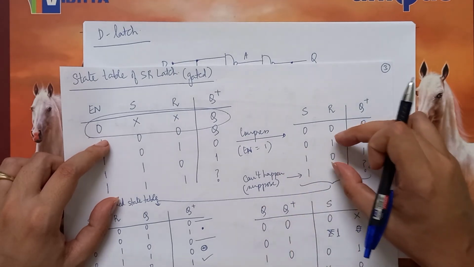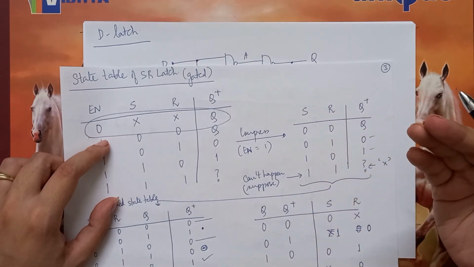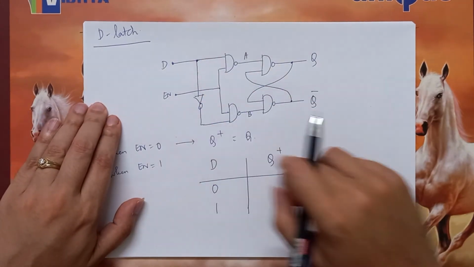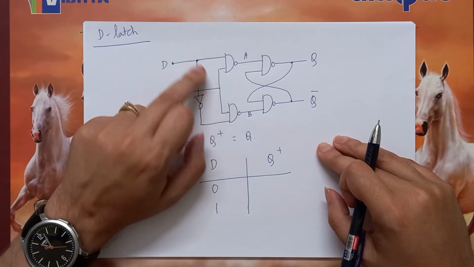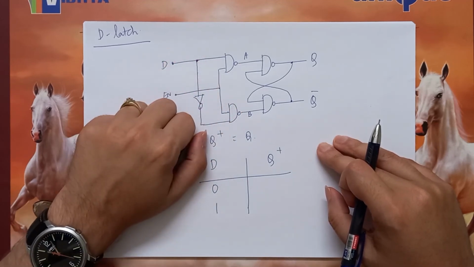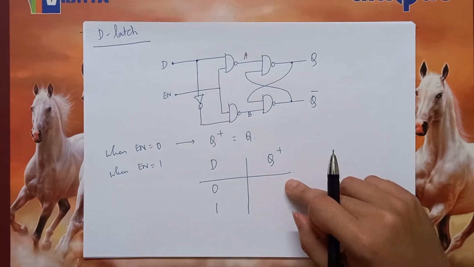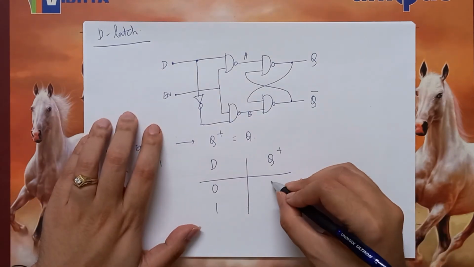So what we see is that the D latch is just a subset of the gated SR latch. Why? Because it is essentially the same structure as the gated SR latch, but the inputs are complements to each other. Okay, so therefore whatever is the values of S and R in row number 1 and 2, that will be the value of Q plus, and that is 0 and 1.